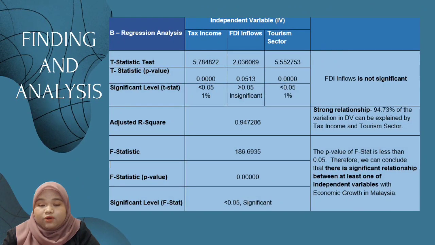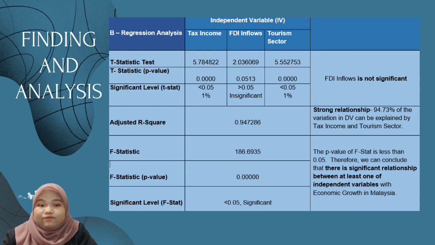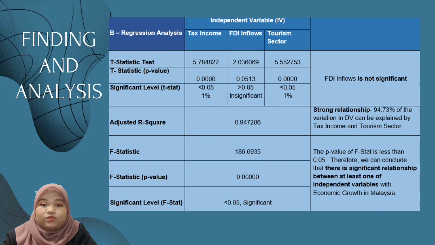Based on the table above, tax income is significant, so I can reject H0 because I have enough evidence as the p-value is less than 0.05. Thus, the tax income has a relationship with economic growth. For FDI inflows, it is not significant because the p-value is more than 0.05. So I cannot reject H0 as I do not have enough evidence. The last one is the tourism sector and it is significant. I have enough evidence as the p-value is less than 0.05. Thus, the tourism sector has a relationship with economic growth.